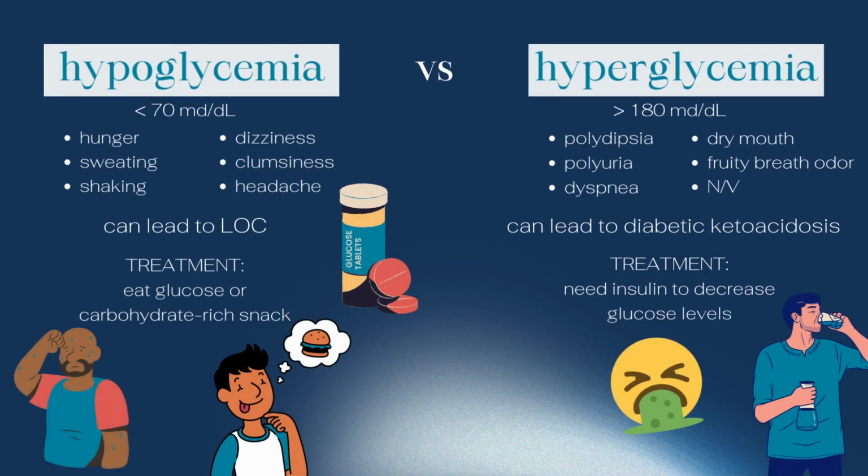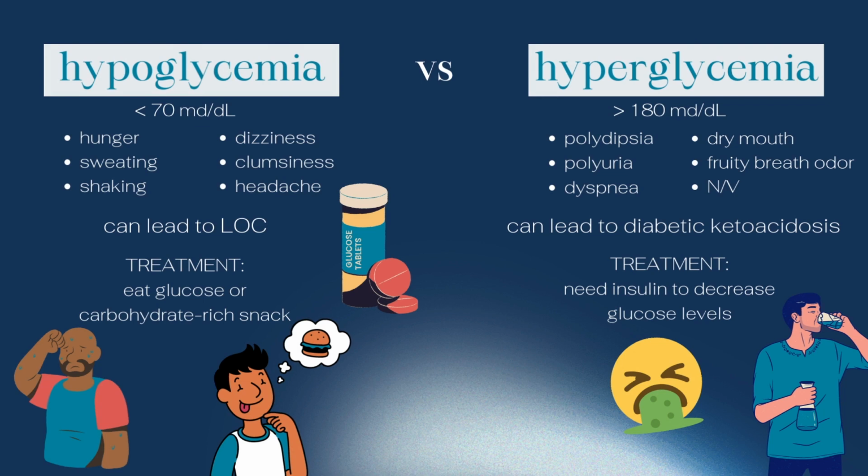So less than 70 and greater than 180, those are the numbers that we're looking for, but we may not be able to quickly test their blood sugar. What are other things that we're going to see that can indicate they're in a hypo or hyperglycemic state? So during therapy, what are we looking for? Hypoglycemia can present with hunger, sweating, shaking, dizziness, clumsiness, headache. This can also lead to a loss of consciousness.